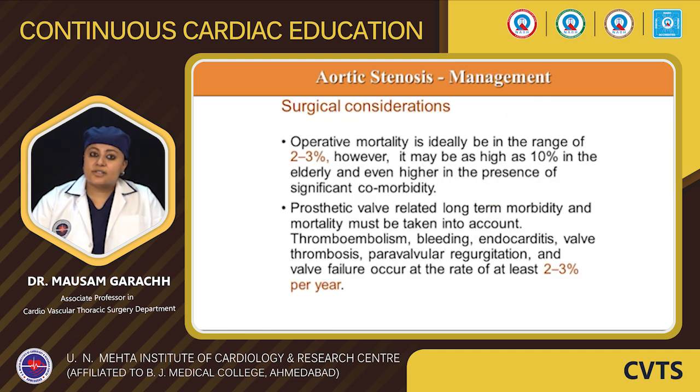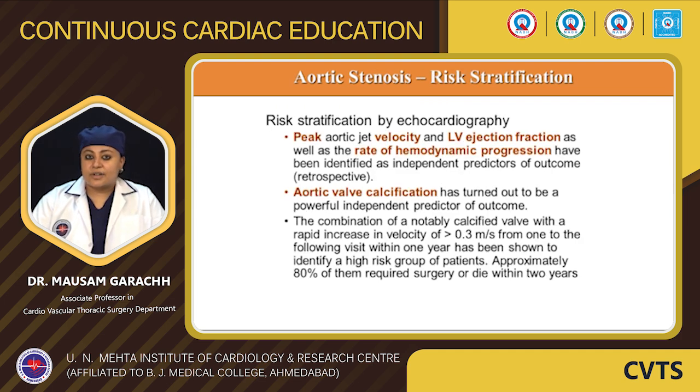Now, the surgical consideration. The operative mortality is ideally in the range of around 2 to 3%. However, it may be as high as 10% in the elderly and even higher in the presence of significant comorbidity. The prosthetic valve related long term morbidity and mortality must be taken into account: thromboembolism, bleeding, endocarditis, valve thrombosis, paravalvular regurgitation, and valve failure, which occur at the rate of around 2 to 3% per year.